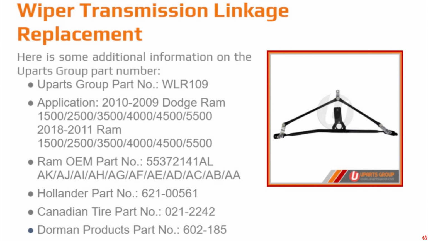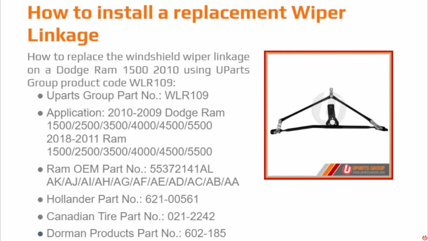The Chrysler OEM part number is 55372141, AL, AK, AJ, AI, AH, AG, AF, AE, AD, AC, AB, AA. The Hollander part number is 621-00561. The Canadian Tire part number is 021-2242. And the Dorman Products part number is 602-185. How to change the wiper linkage on a Dodge Ram 1500 2009 using U-Parts Group replacement part number WLR109.